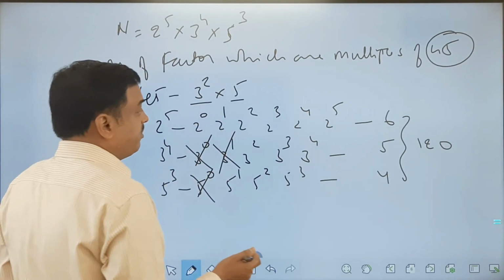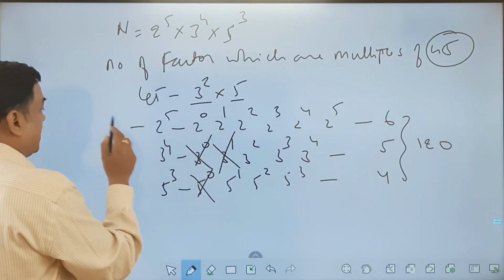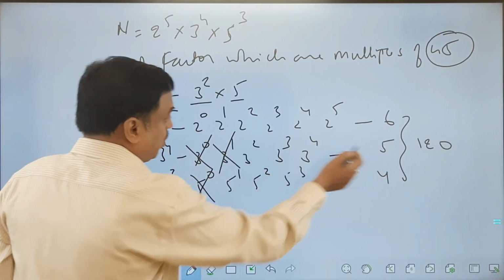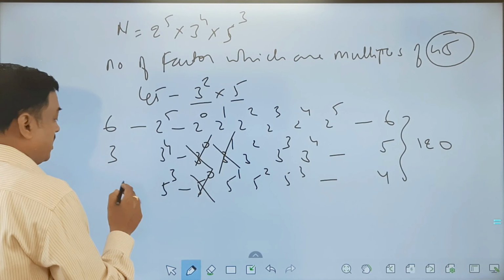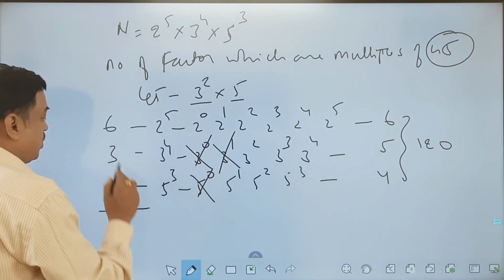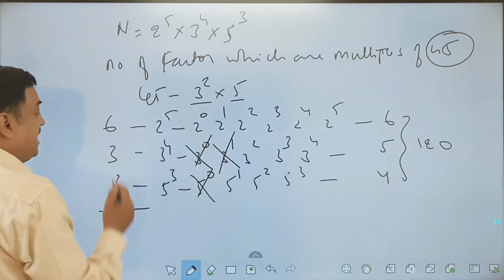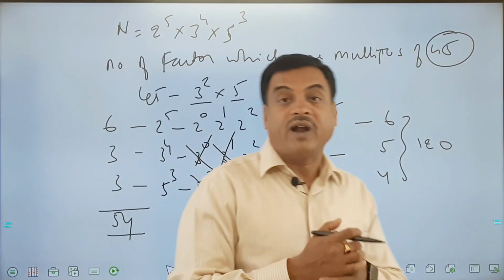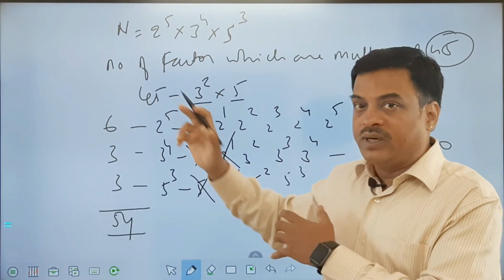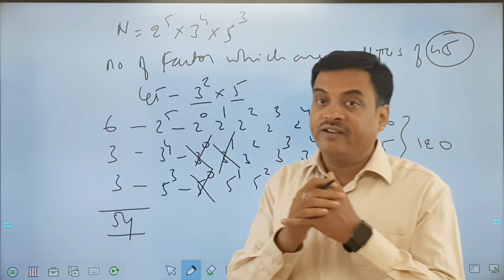So what I'm left with, my friend, all 6 we can take here. Here 2 are eliminated out of 5, so 3 can be taken here, and out of 4 we have eliminated 1, so another 3 can be taken here. So total 3 into 3 is 9, 9 into 6 is 54. There are 54 factors out of 120 in the given number which are multiples of 45.